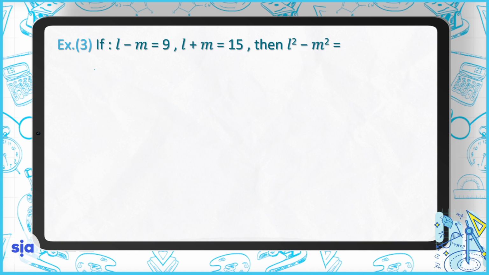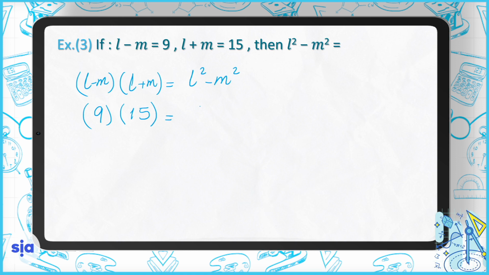In exercise number 3, the question says L minus m is 9 and L plus m is 15. What is the value of L squared minus m squared? We know that L minus m multiplied by L plus m is equal to L squared minus m squared. So if L minus m equals 9 and L plus m equals 15, then the result here is 135. So L squared minus m squared equals 135.